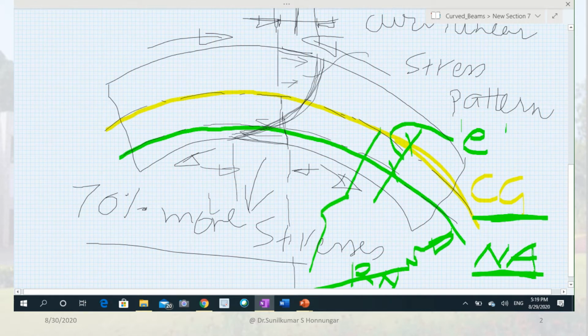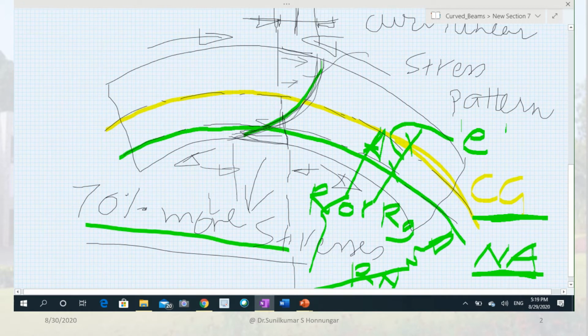And what about the geometrical axis? It is simply R or R_G. So that is the CG axis, and the neutral axis is R_N, with respect to the center of curvature, and the difference between those two is called the eccentricity. The stress pattern is curvilinear. What you are supposed to note and understand is that 70% more stress is going to act as compared to the straight beam at the inner fiber, and only 30% of the stress as compared to the straight beam is going to act at the outer fiber.